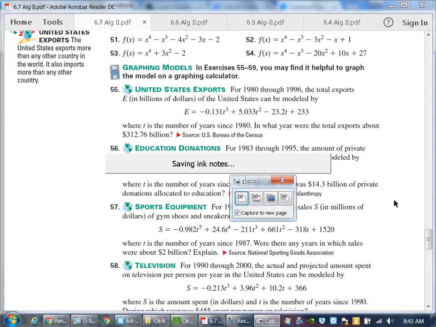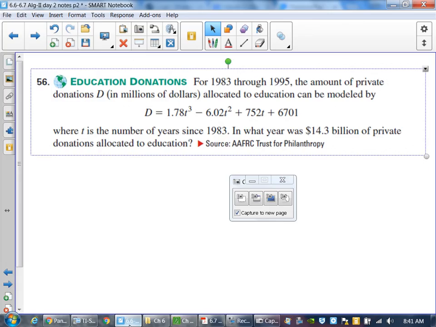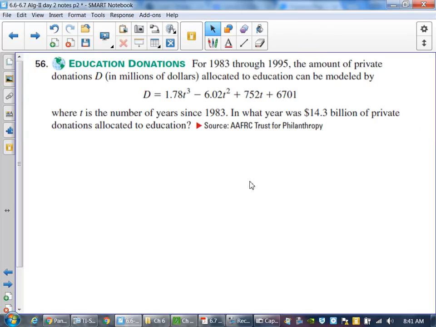Seriously, ladies and gentlemen, we really have to get over this aversion to reading a problem. You have to understand that you're going to see these over and over again. We have to be able to understand that it's just using a calculator. You have this really awful looking polynomial that tells you that from 83 to 95, the amount of private donations in millions of dollars allocated to education is modeled by this, where T is the number of years since 1983.